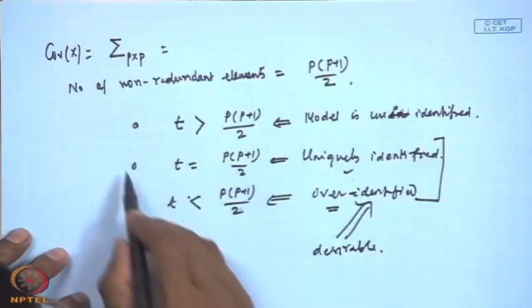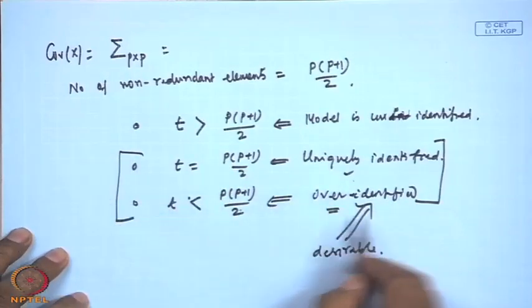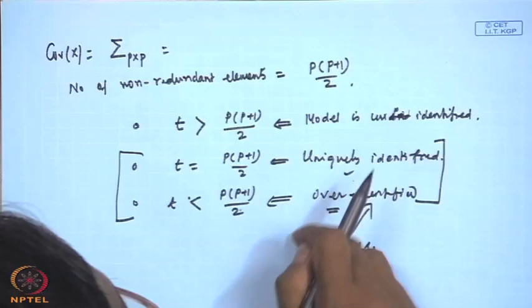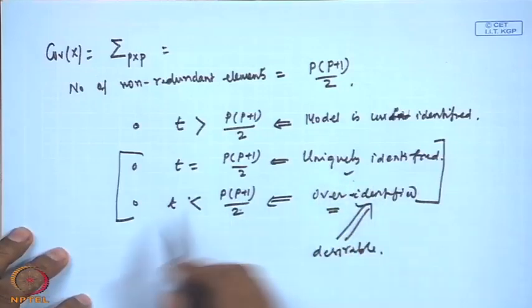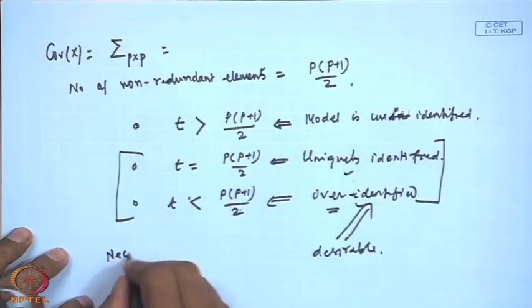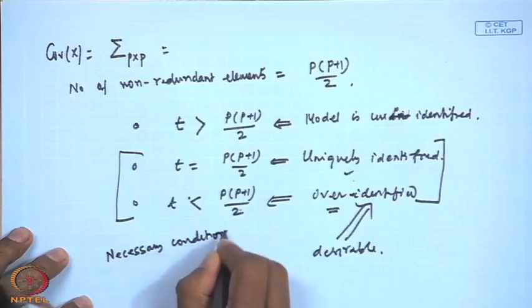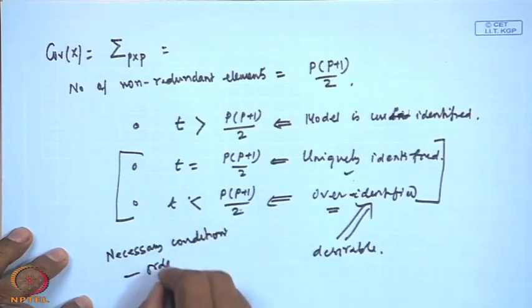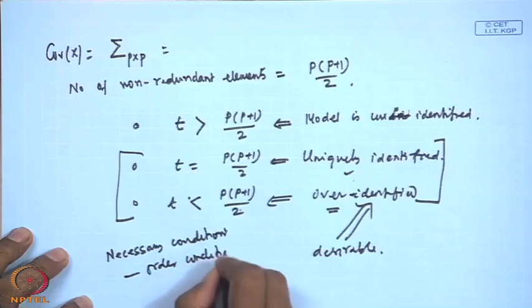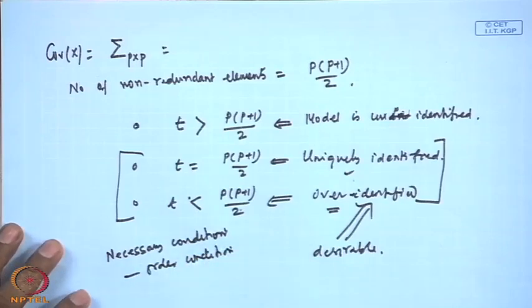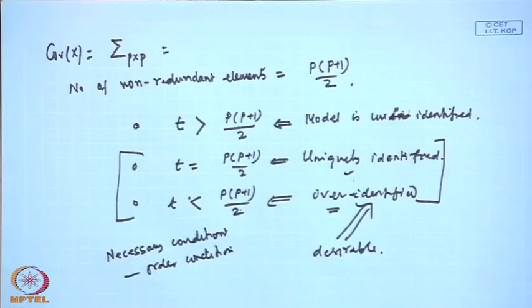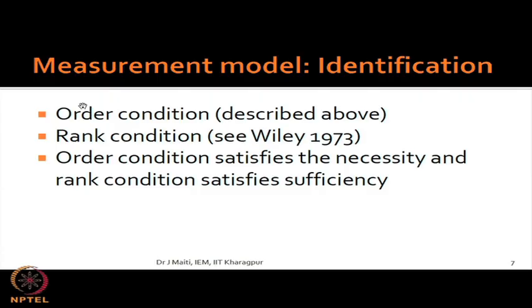If either of these two conditions is satisfied, you are saying that the necessary condition is satisfied, which is also known as the order condition. But the order condition alone is not sufficient; this is a necessary condition, necessity is satisfied.